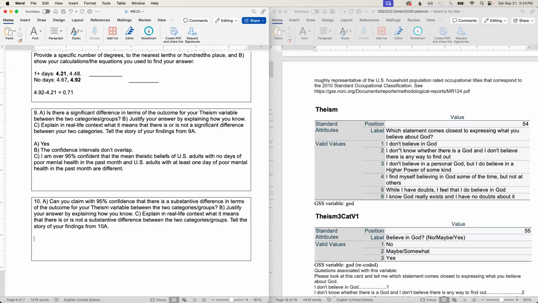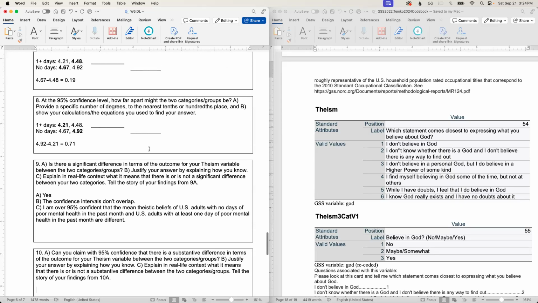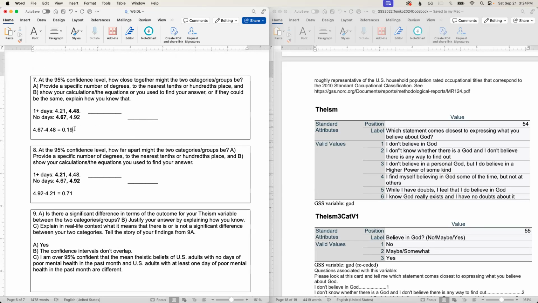Is there a substantive difference? So we're confident that they're at least 0.2 apart.